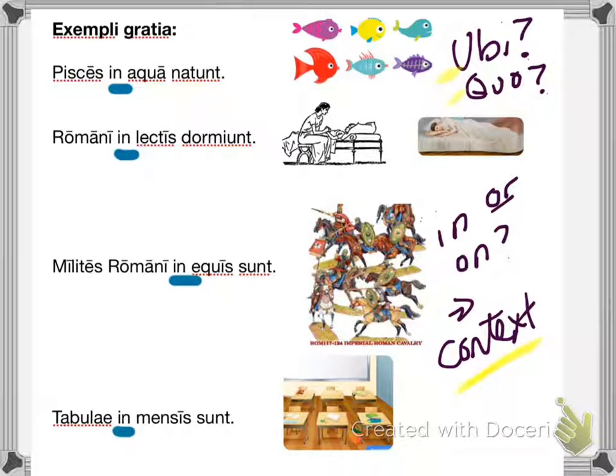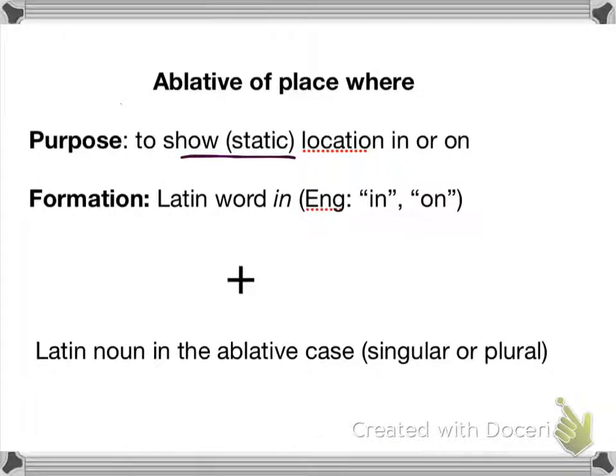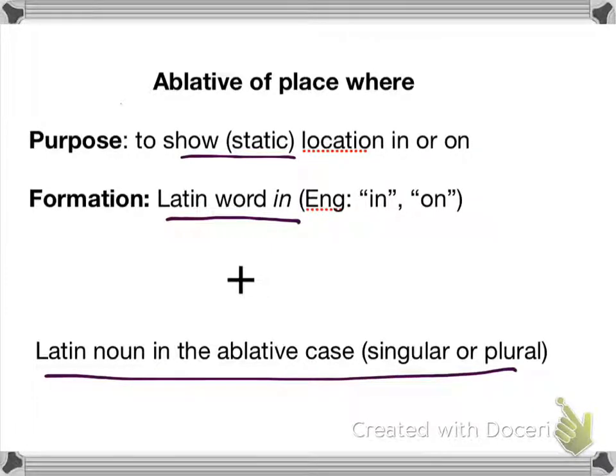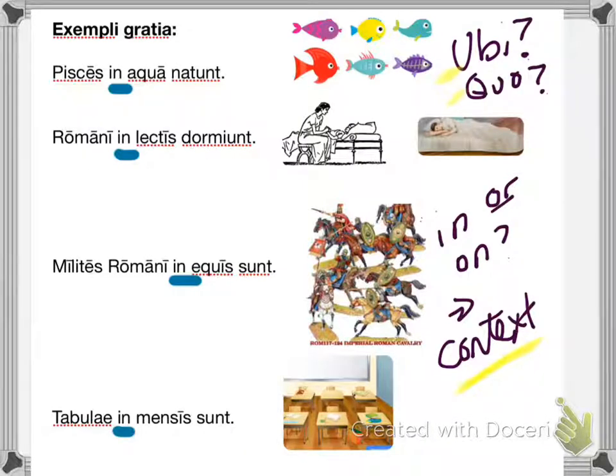A few more examples here. A great way to recognize an ablative of place where is that it always is a little short prepositional phrase. It always starts with the word in Latin. Always is going to use the word in because it shows location in or on. And going back to my formation explanation here, we always use the Latin word in, which in English is in or on, plus a Latin noun in the ablative case, and that can be singular or plural. So we'll go back at those examples. We see that all of these examples start with in, as they did in the textbook.